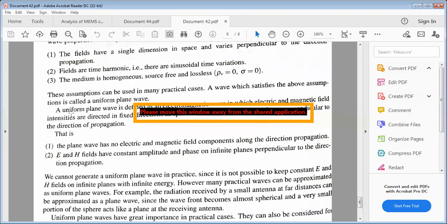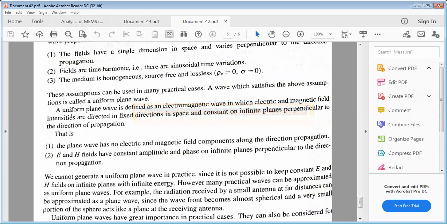These are the cases we must consider here. The medium is homogeneous, source free and lossless. These three are very important points while you are solving the wave equations of that medium. These are the assumptions that can be used in many practical cases. A wave which satisfies the above assumptions is called a uniform plane wave.